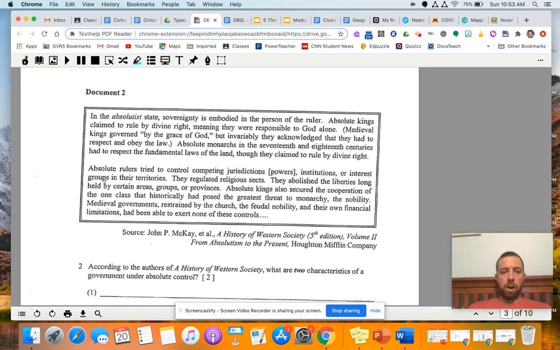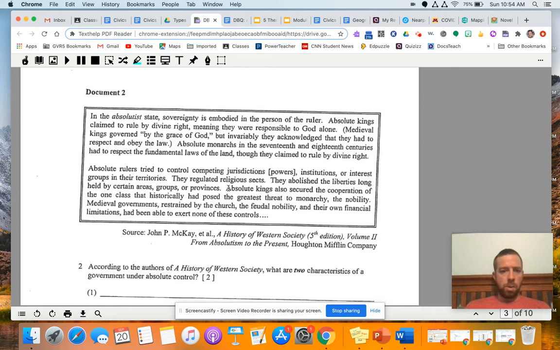Okay, second paragraph, and this is where we start to see a lot of these characteristics of authoritarian governments. Absolute rulers tried to control competing jurisdictions or powers, institutions, or interest groups in their territories. So when the government had all the power and the ruler had all the power, they were trying to control all of the people who could potentially overthrow them. They were trying to control all the other sources of power, all the other interest groups. They regulated religious sects. That's what it says, second sentence. Okay, they regulated religion. Who could practice what religion? What kind of religions were popular? They controlled that. Okay, they abolished the liberties long held by certain areas, groups, or provinces. So they got rid of individual liberties. They got rid of freedoms people normally would have enjoyed. That's how authoritarian governments work.